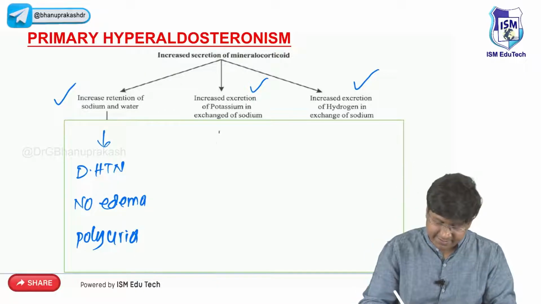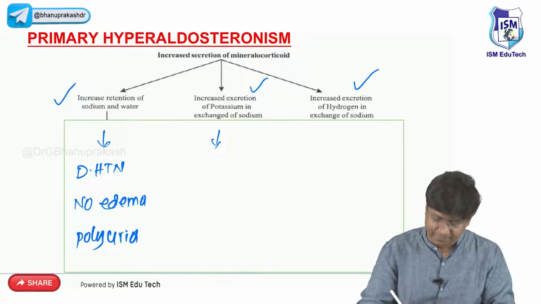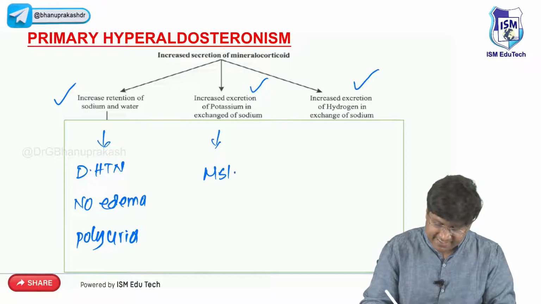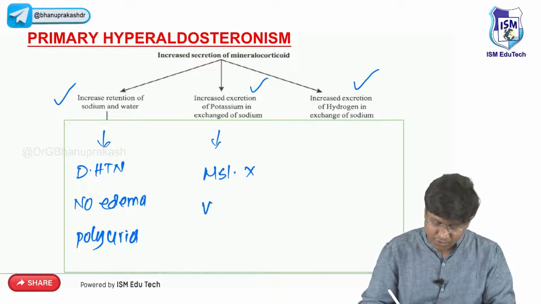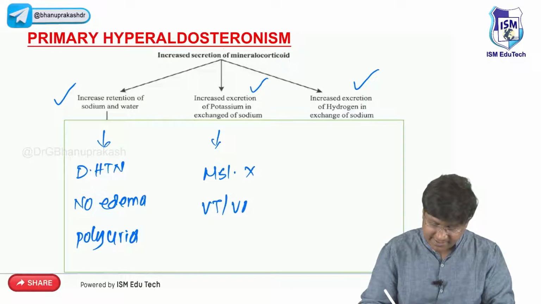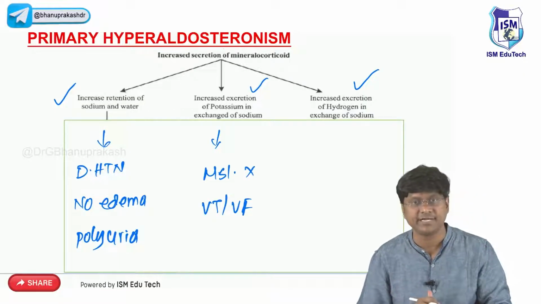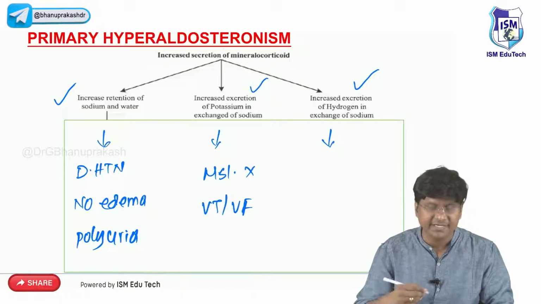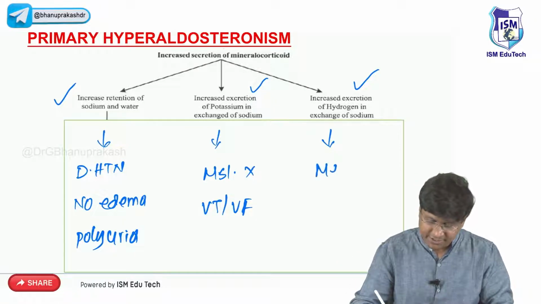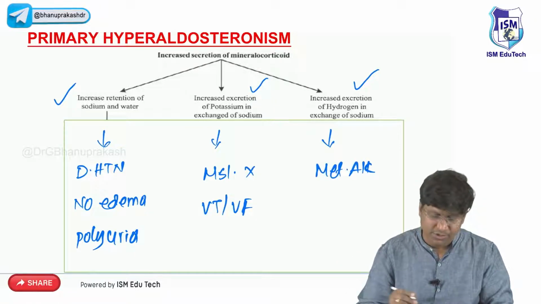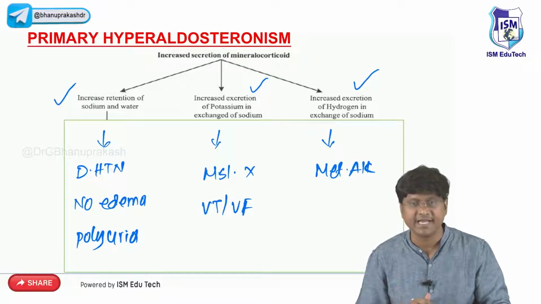Okay, right. Then hypokalemia. Because of hypokalemia, the patient will have very severe muscle weakness, and they will also have ventricular arrhythmias, that is VT or VF, where the individual can have sudden cardiac death. And because of increased excretion of H+, the patient can have metabolic alkalosis. So these are the features of primary hyperaldosteronism.